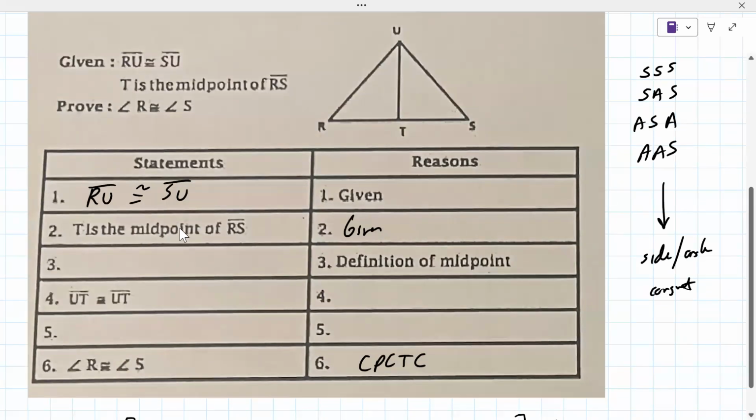number 2 says T is the midpoint of RS. What does it mean for something to be a midpoint? It's in between the two points. So T is between R and S. Okay. So it's typical that that step leads to the next one. And it's also typical that you'll see this word midpoint, definition of midpoint. There's a reason this happens.